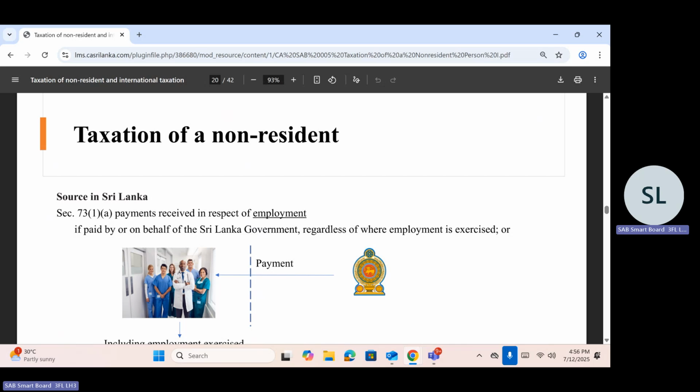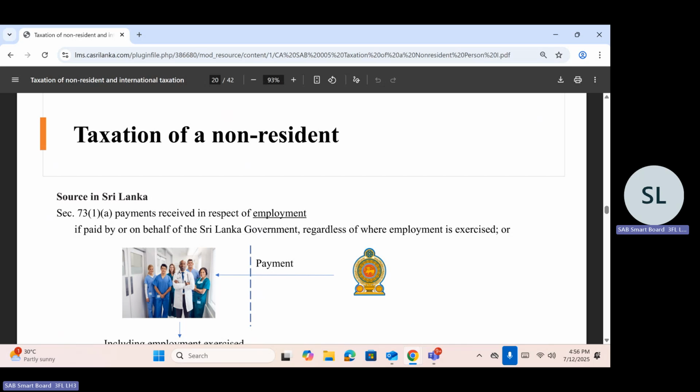In the case of government, if the payment is paid by or on behalf of the Government of Sri Lanka, regardless of where they exercise that employment, it shall be considered a source in Sri Lanka. Wherever they exercise the employment is not a matter. But in the first case, other than Sri Lanka government payment, if employment is exercised in Sri Lanka, it shall be treated as a source in Sri Lanka.